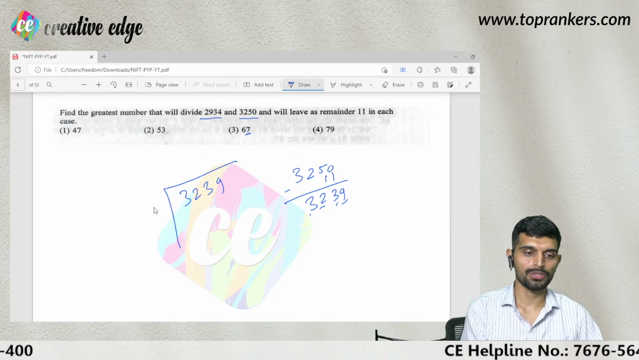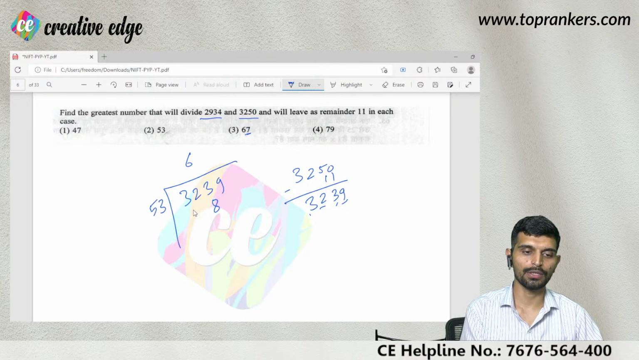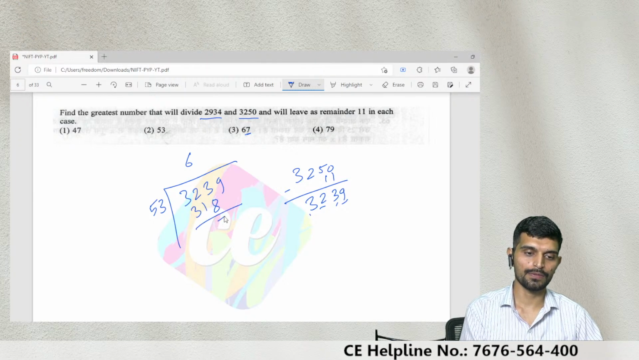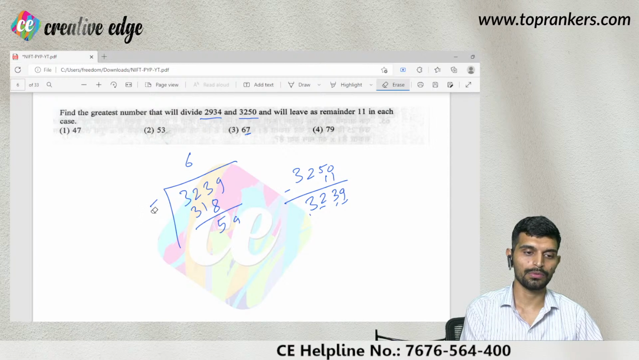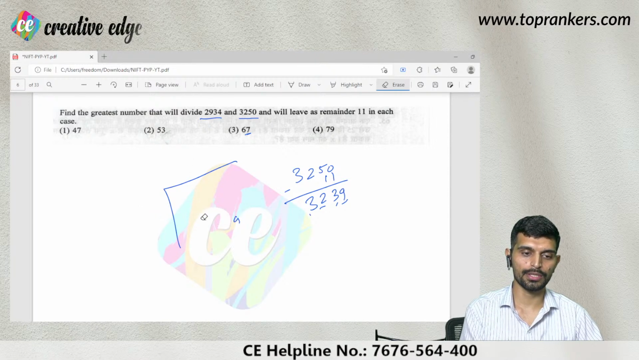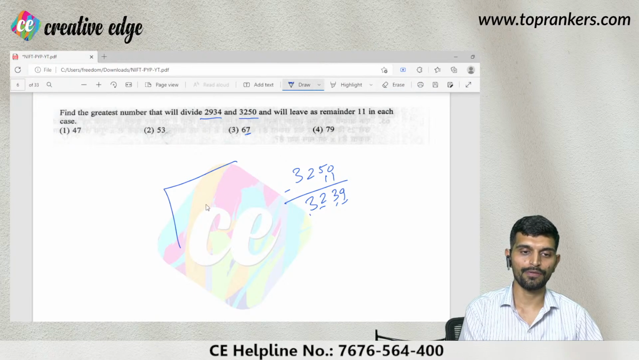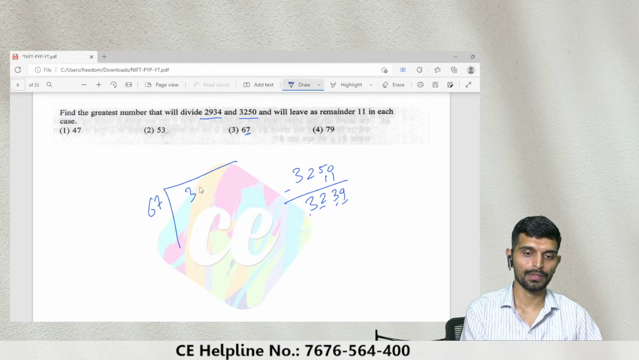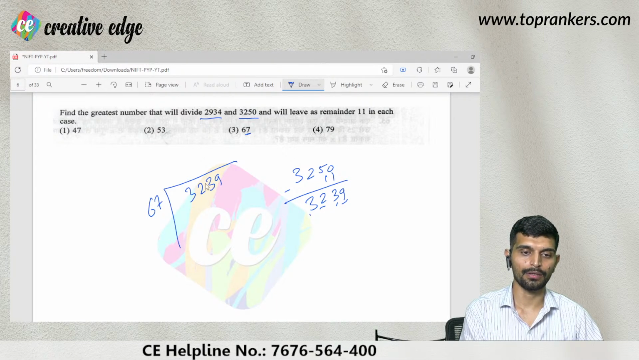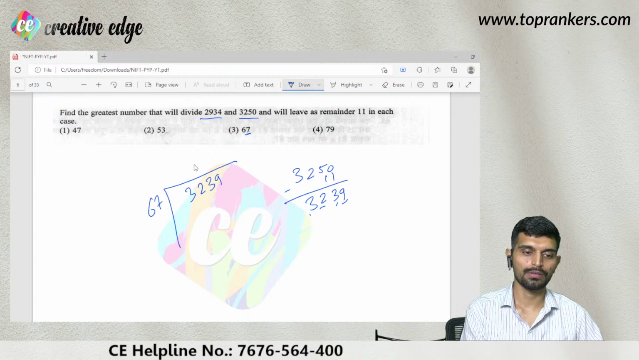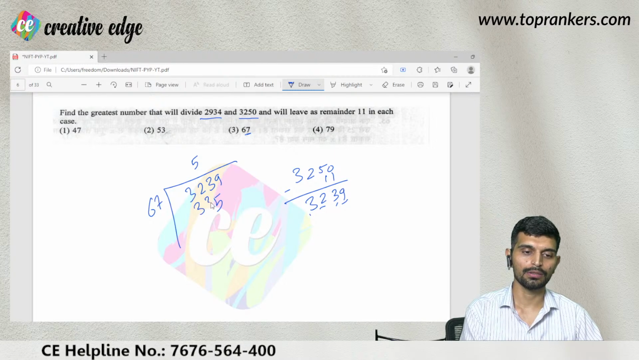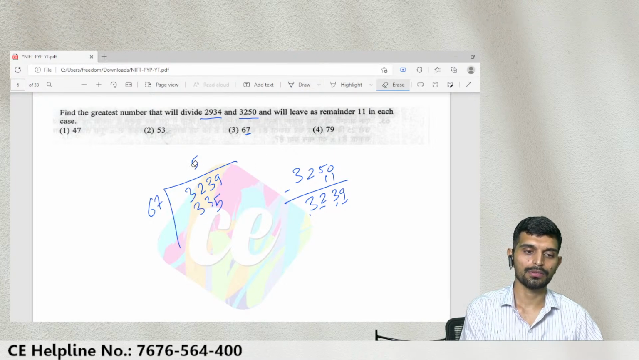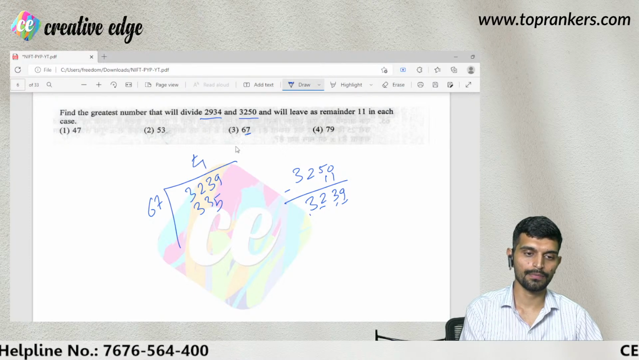3239. So let's check with 53. 53, 6 times. 6 threes are 18, 6 fives are 30, 30 plus 1, 31. Difference is 5, 9, 59. Not happening. So I should increase it to 67. If I am able to divide this using 67, 3239, right? So 67, 5 times, 5 sevens are 35, 5 6s are 30, 30 plus 3, 33. So this is not happening. I should be dividing it 4 times, right?